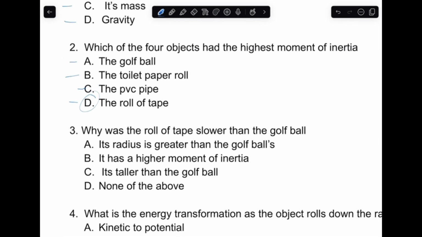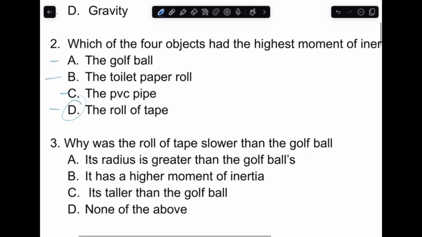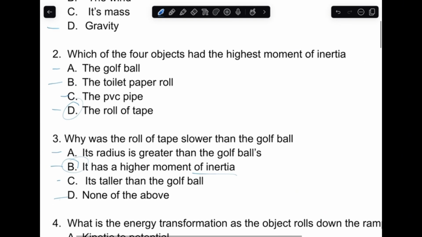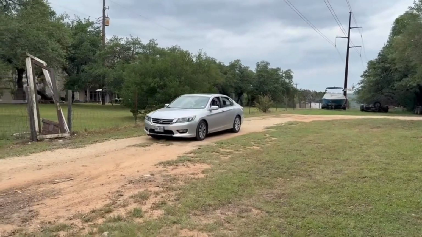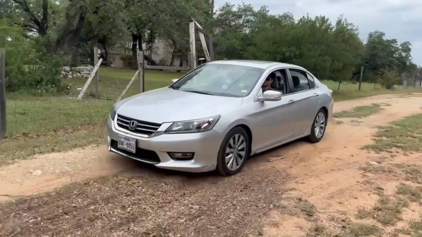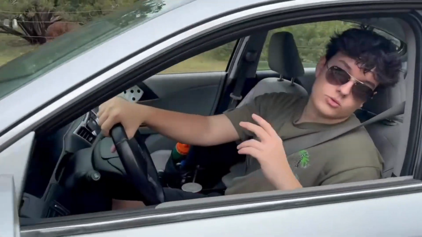All right, last one. Number 3, why was the roll of tape slower than the golf ball? Was it A, its radius is greater than the golf ball's, B, it has a higher moment of inertia, C, it's taller than the golf ball, or D, none of the above? The answer to this one is going to be B. Rotation.